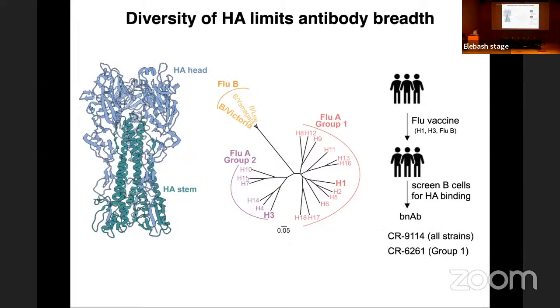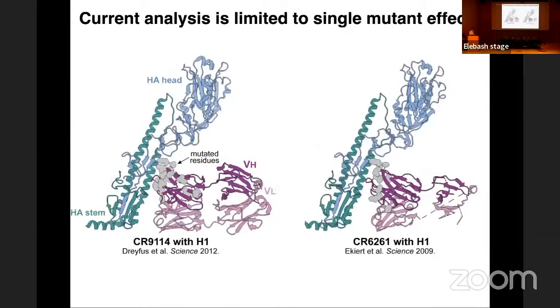One is called CR9114, which is, I think, the most broadly neutralizing anti-influenza antibody ever identified. It binds basically all of this, and may even bind to some extent influenza C and D. And then this 6261 basically just binds group 1, still an extremely broad antibody, but much less broad than this one. Okay. And we know something about the co-crystal structures of how these bind. They're broad antibodies because they bind the stem of hemagglutinin rather than the head, and the stem is more conserved. That's the bottom line.